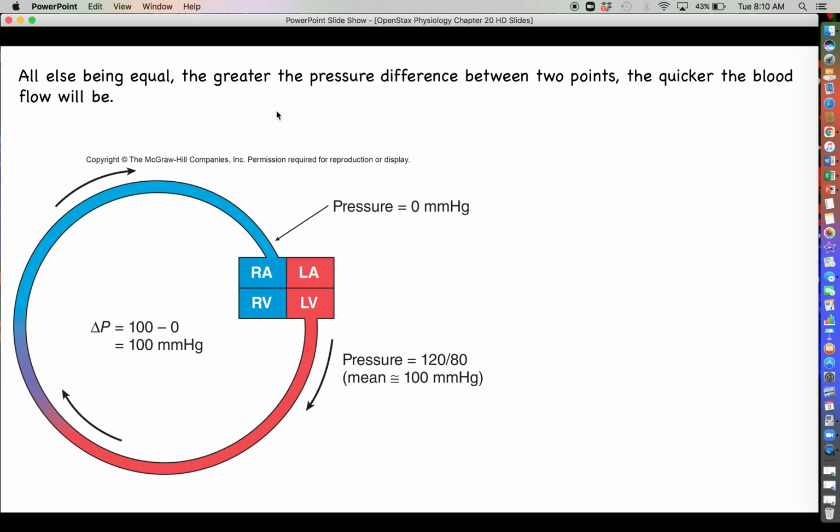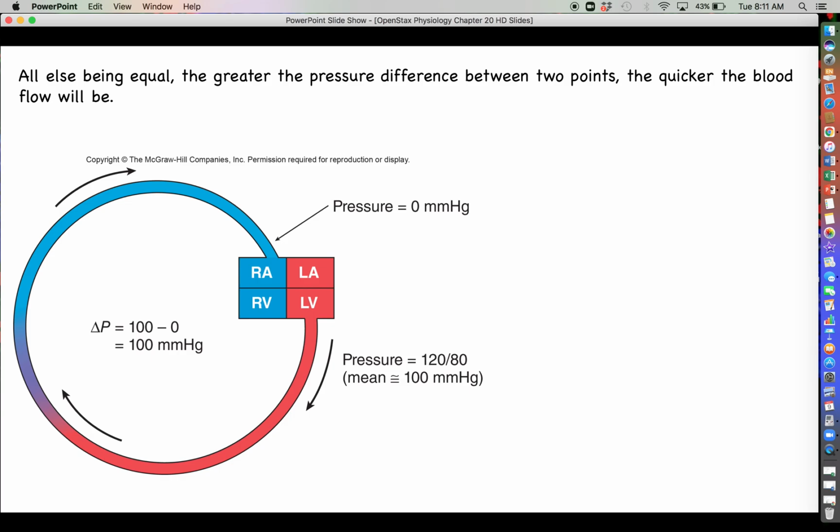So if you make an assumption that the pressure in the vena cava is 0 millimeters mercury, it's not quite going to be that low, but it will be pretty low. If you assume the pressure is practically non-existent in the vena cava as the venous return makes its way back to the right atrium, and if you assume the mean arterial pressure coming from the left ventricle is about 100 millimeters mercury, then that is a total pressure difference of 100 millimeters mercury. So that amount of pressure difference is going to help drive the blood flow all the way through the systemic circuit and as it makes its way back to the right atrium.